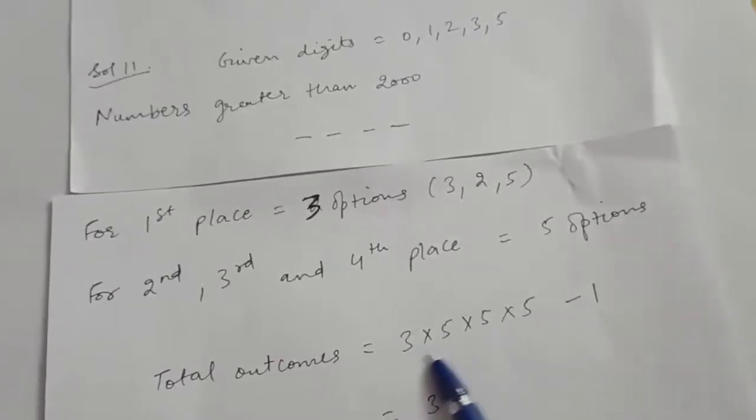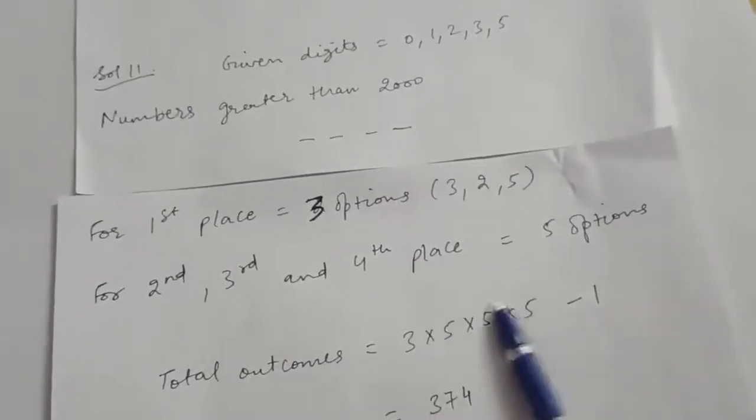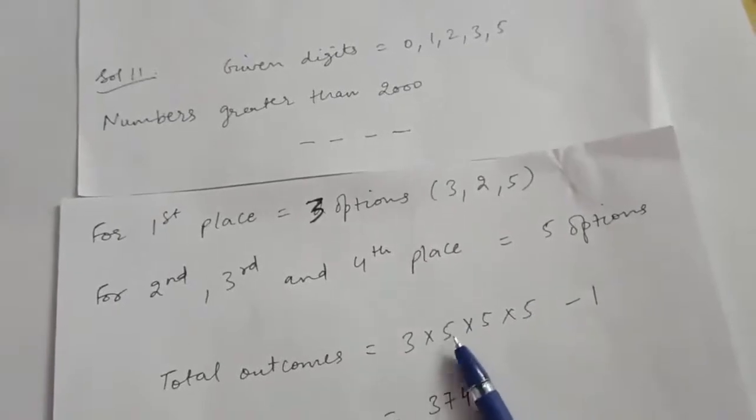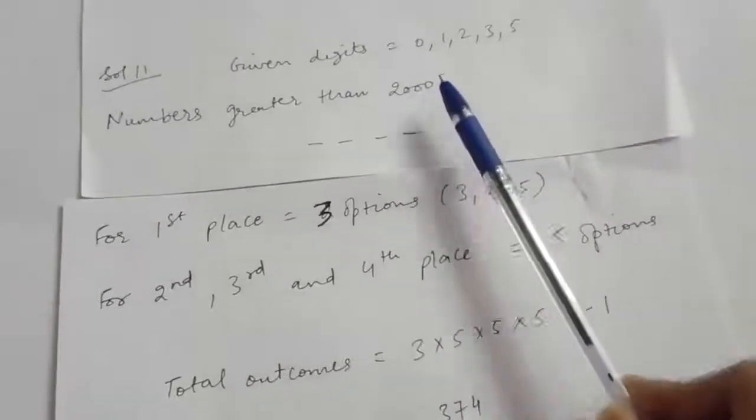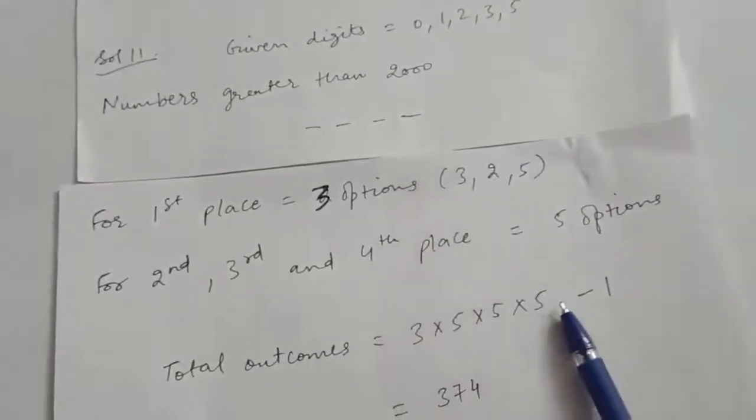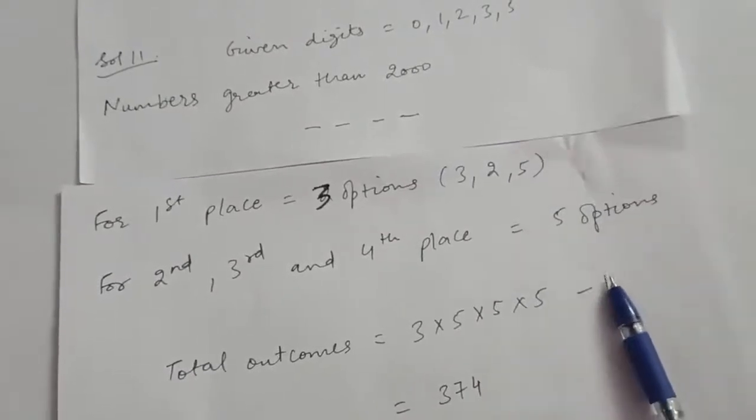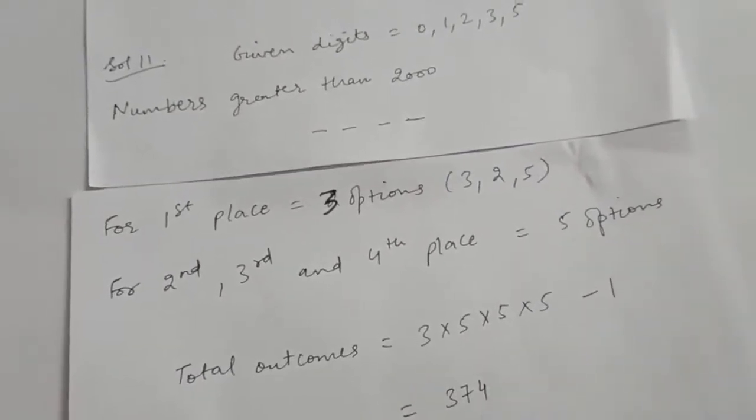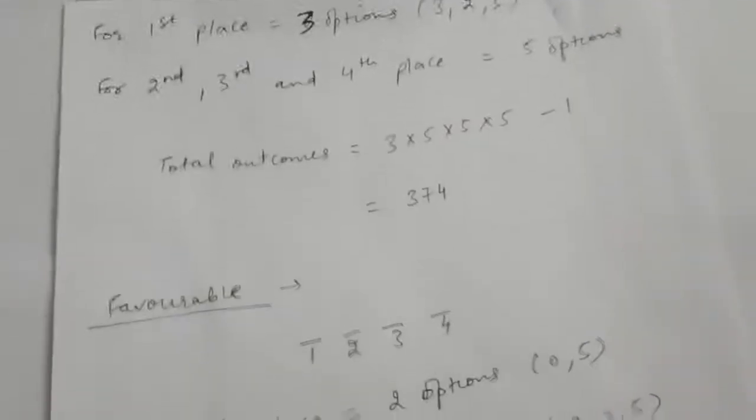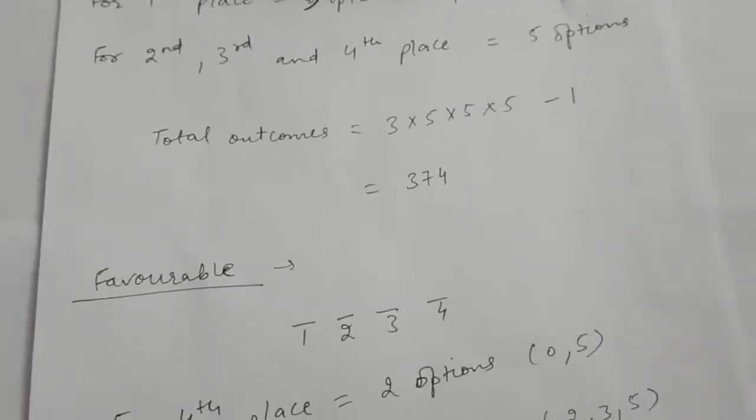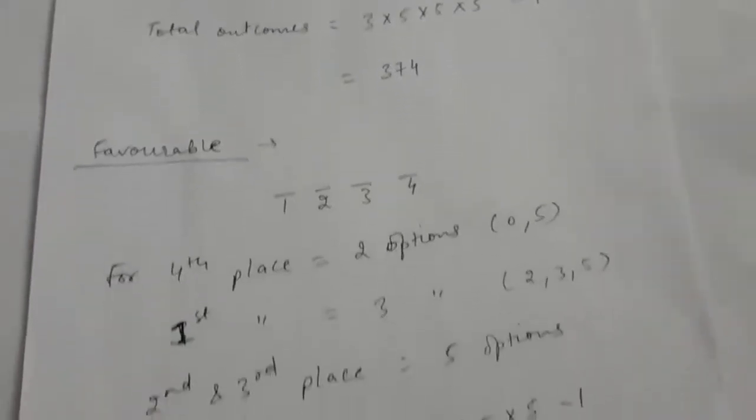But in these cases, one case will give us the number 2000, which is not greater than 2000. That is why we have to subtract that one case. So total outcomes will be 374. Again, I have not written the statements of all these lines which I have said. You have to write down all of these statements.